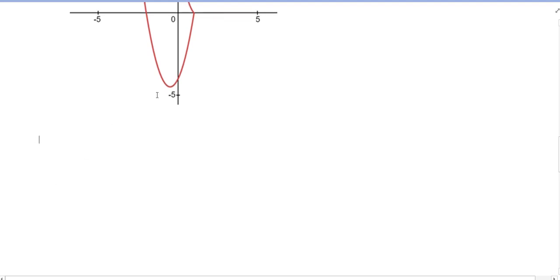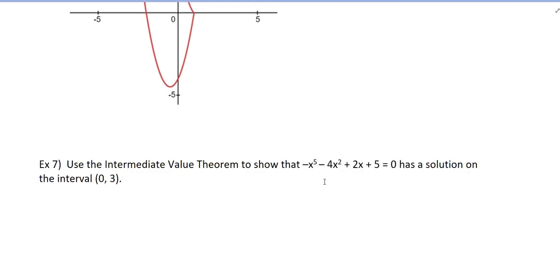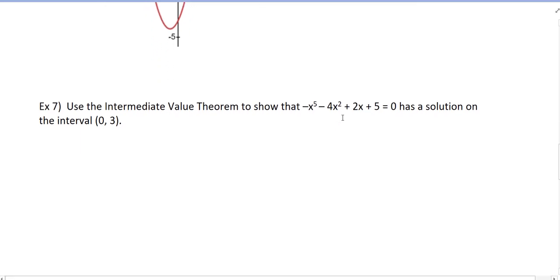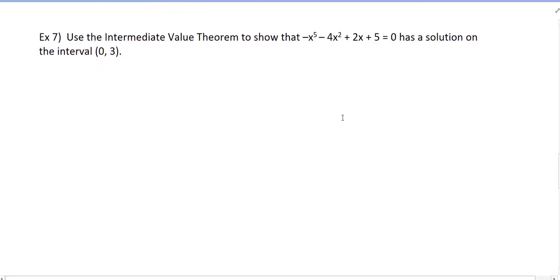Now, things that you'll see in your homework will be more things like this. Use the intermediate value theorem to show that this function has a solution on the interval 0, 3. All right, so in order to do something like this, it says use the intermediate value theorem. So one of the things that we're going to want to do is make sure the conditions of the intermediate value theorem are met.